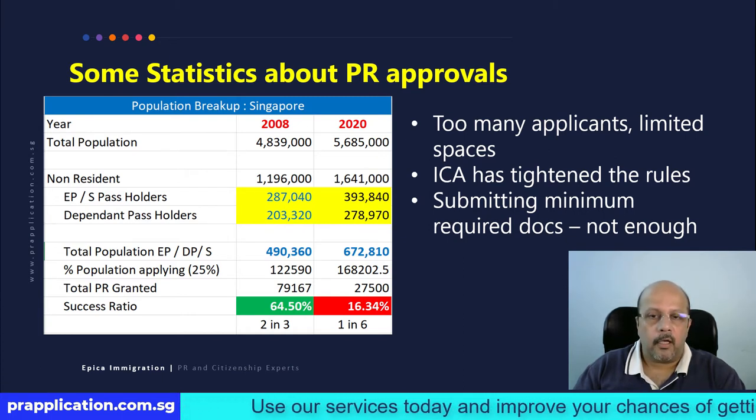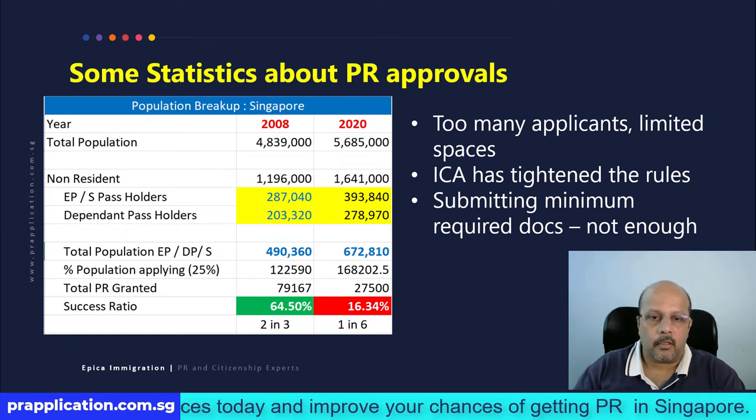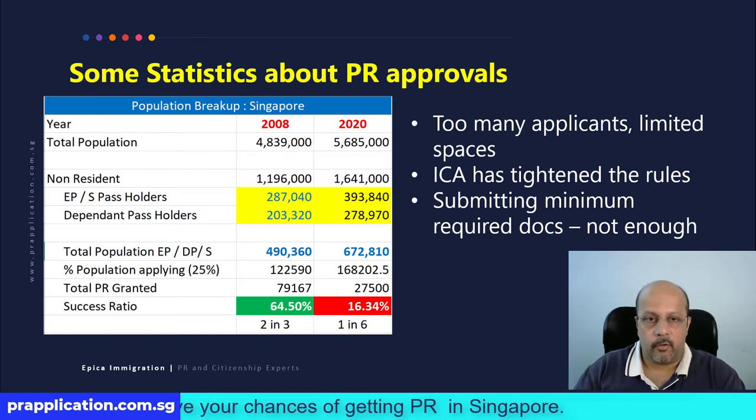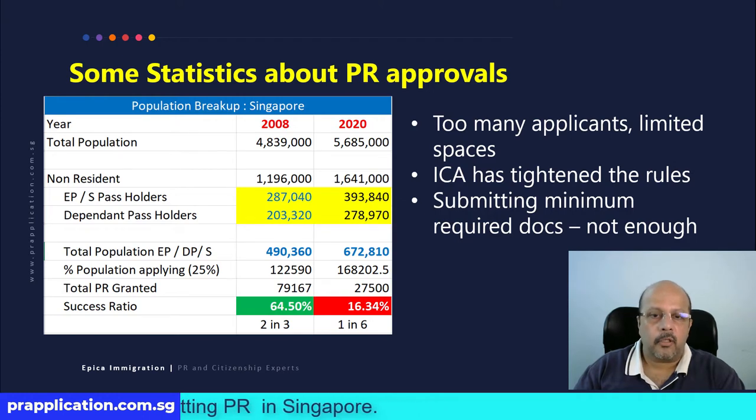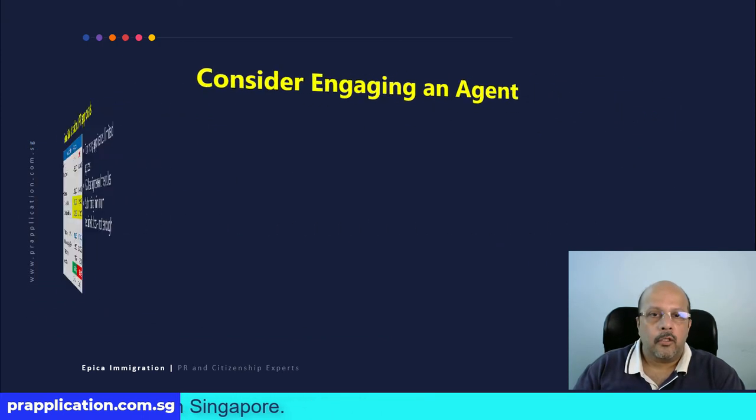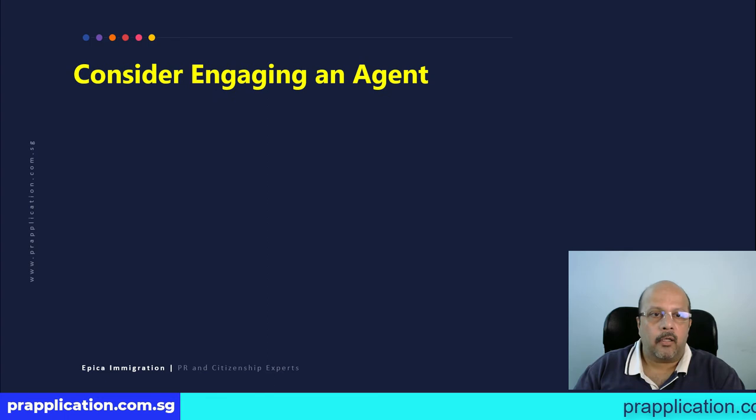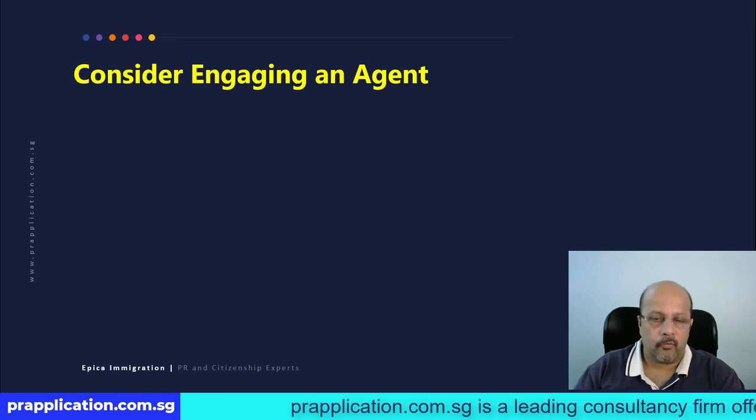When I applied for my PR, I just submitted the minimum required documents at that time. But that was okay at that time in 2004, even before 2008, which I am showing here. But now that approach is not enough. So at this point of time, I will highlight that you can consider engaging an agent. Now bear with me, this is only one slide over here before I continue with the main discussion.